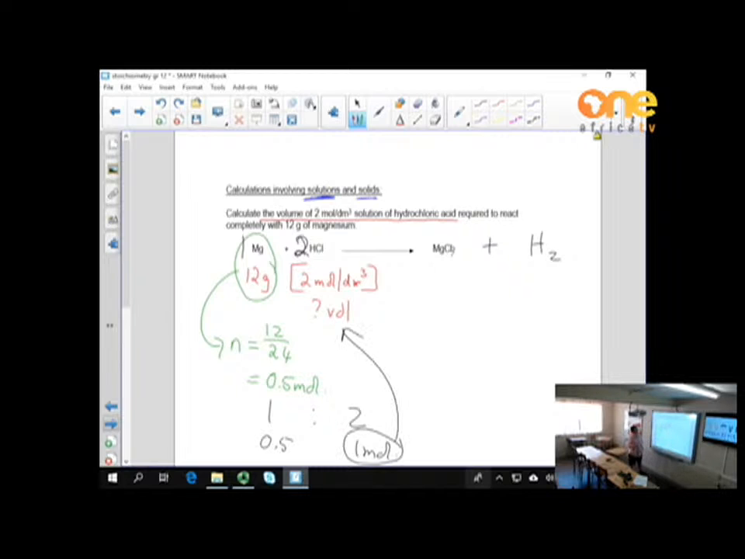Volume. Which formula contains volume of a liquid? Well, number of moles is concentration times volume. So volume is number of moles divided by concentration. Do we have the number of moles? Yes, 1. What concentration was given? 2 moles per cubic decimeter. So what volume would we use? 0.5 decimeters cubed.